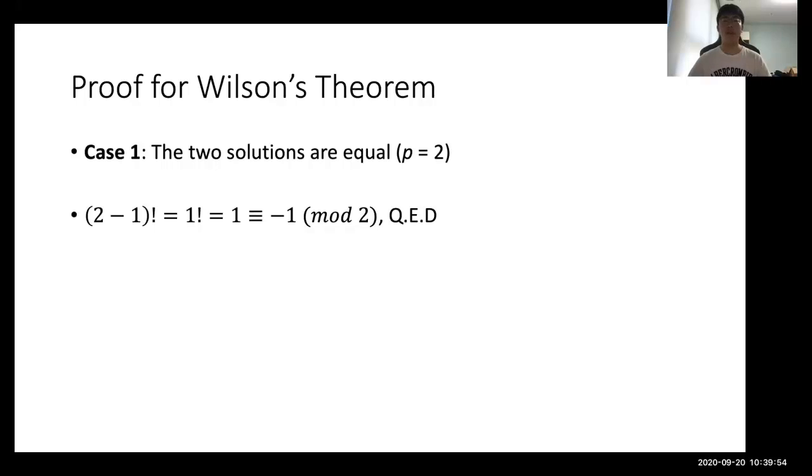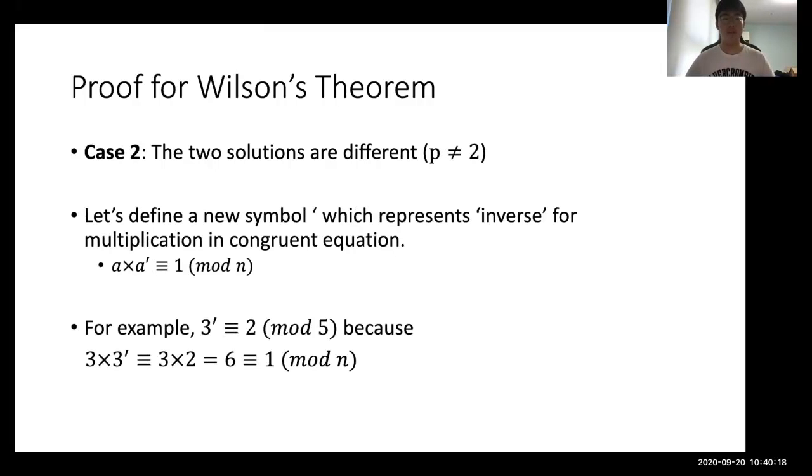Let's divide it into 2 cases. The first case is that the 2 solutions for m squared congruent to 1 are equal, which means that p is 2, obviously. It's easy to prove for only 2 because 1 factorial is 1, and we can easily see that it's congruent to minus 1 in modulus 2. So it's done here. Then let's move on to the general case, where the 2 solutions of m squared congruent to 1 are different, which means that p is not 2.